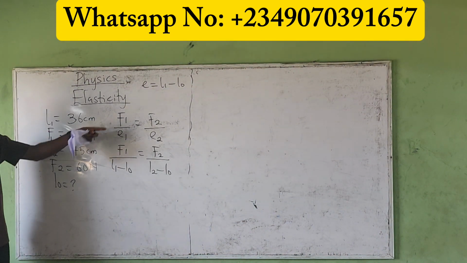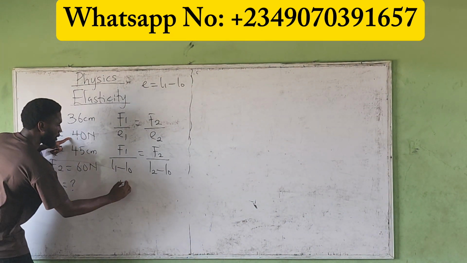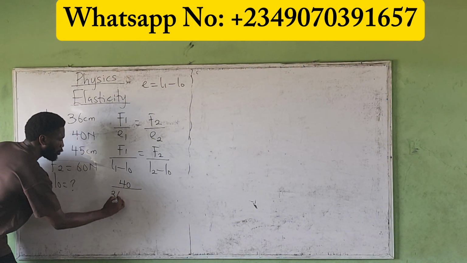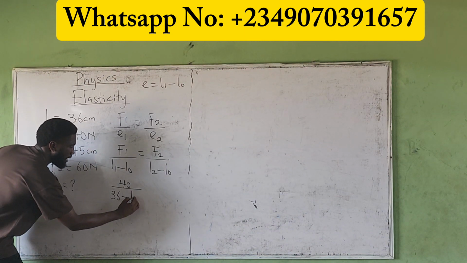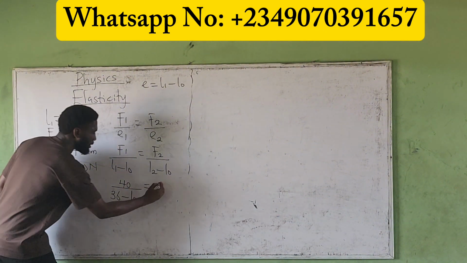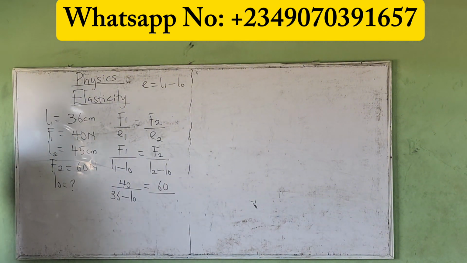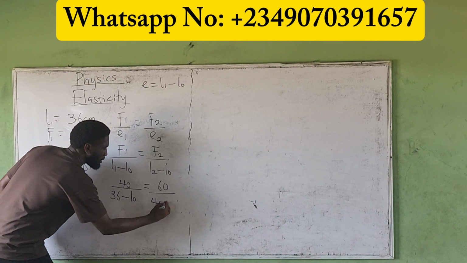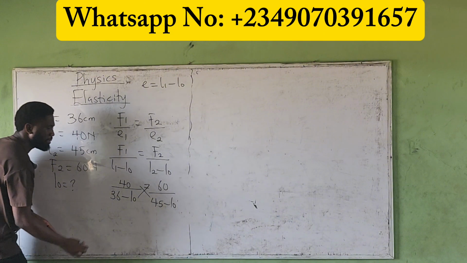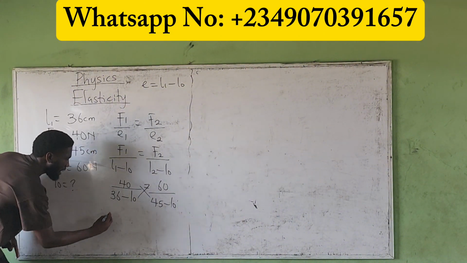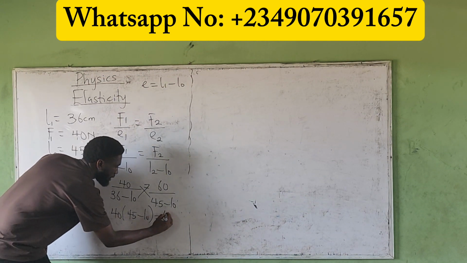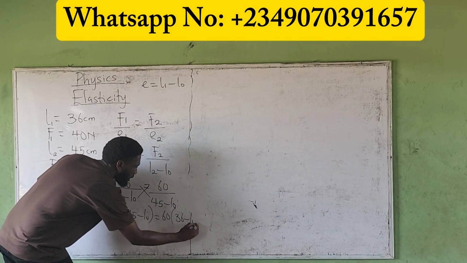Alright, thank you. So what is F1? 40 newtons. Over, what is L1? 36. Do we know L0? No. So minus L0. Then equals, what is F2? 60 newtons. Over, what is L2? 45. So that's 45 minus L0. In this case, we are going to cross multiply. So we are using 40 now to multiply all of this. So that's 40 multiplied by 45 minus L0 equals 60 multiplied by 36 minus L0.